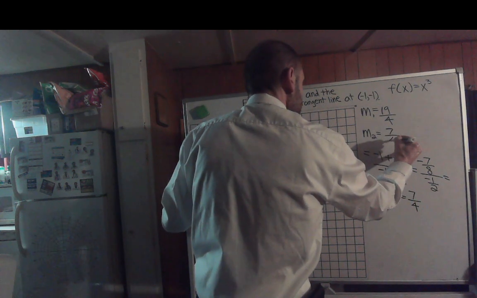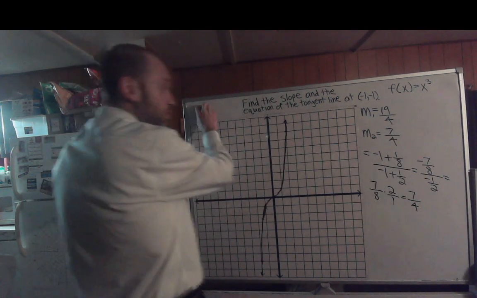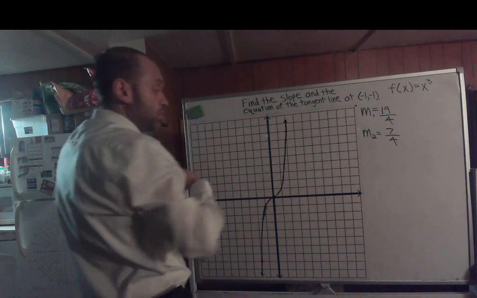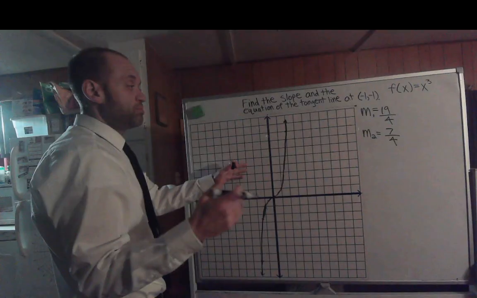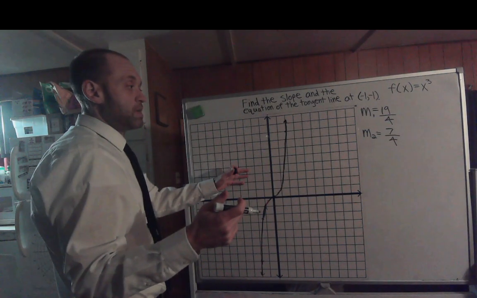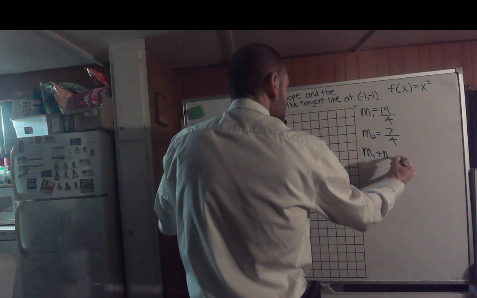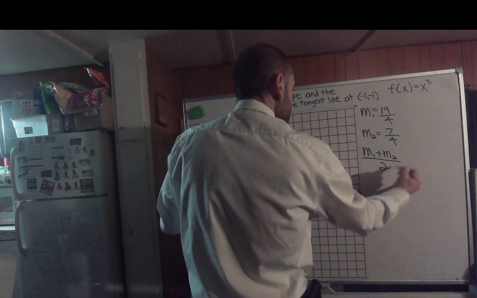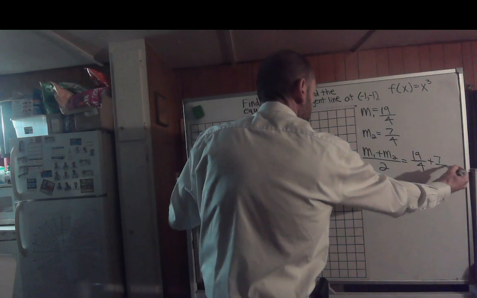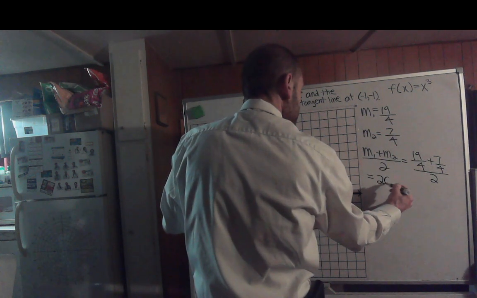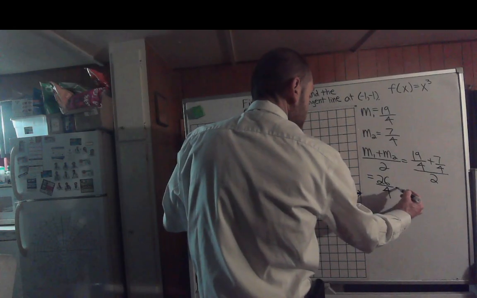So we got the slope of the two secant lines. Now what we want to do is find the slope of the tangent line, and we're going to average these two slopes in order to do that. If I take the average of these two slopes, that would give me 19/4 plus 7/4 divided by 2, which would give me 26/4 divided by 2.